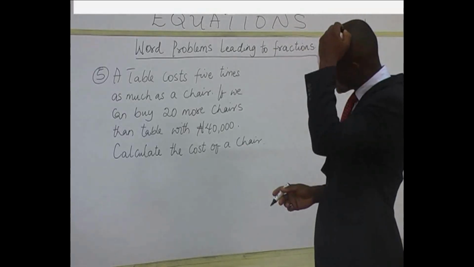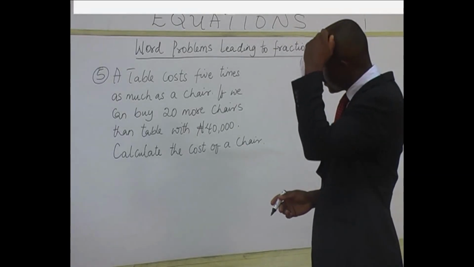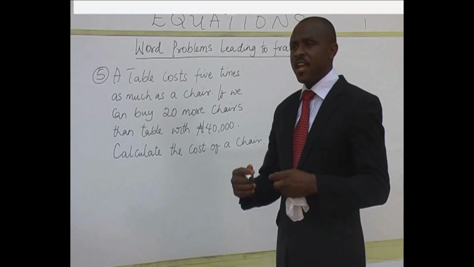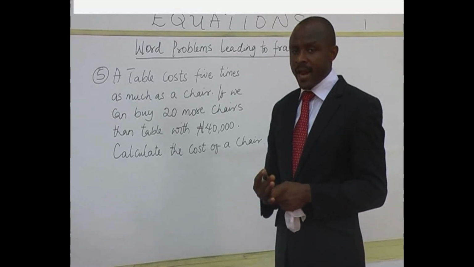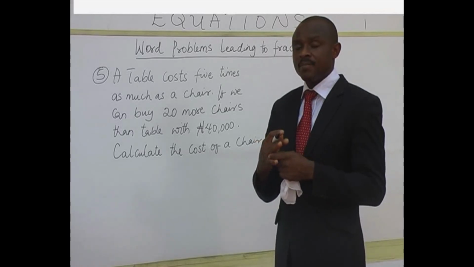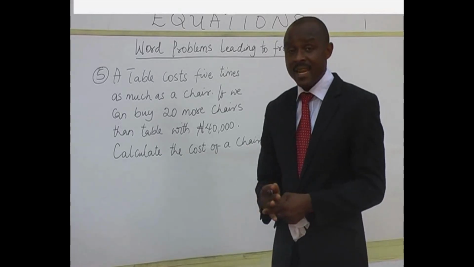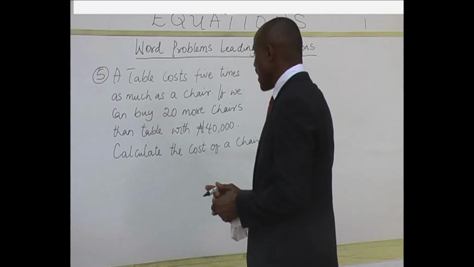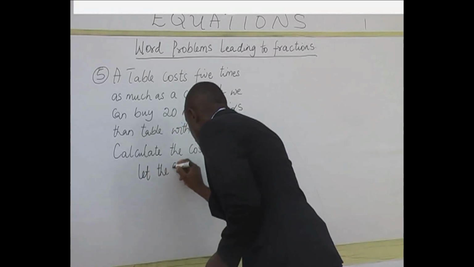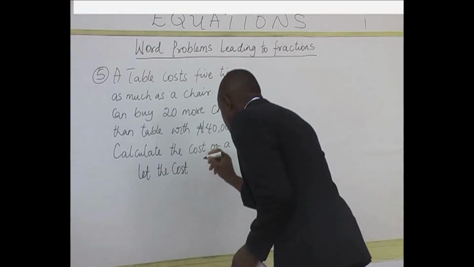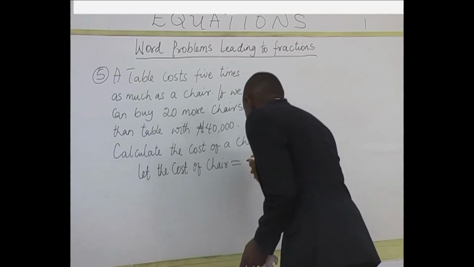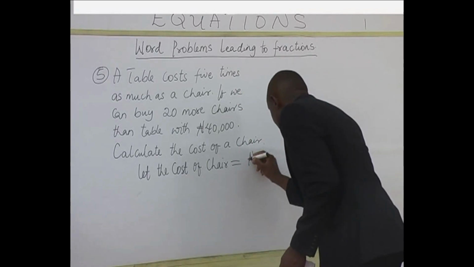First of all, they say that a table costs 5 times more than the cost of a share. That means, for instance, if a share costs 2 naira, a table costs 2 times 5 naira, which is 10 naira. So let's start by saying let the cost of a share be equal to, let's say, X naira.